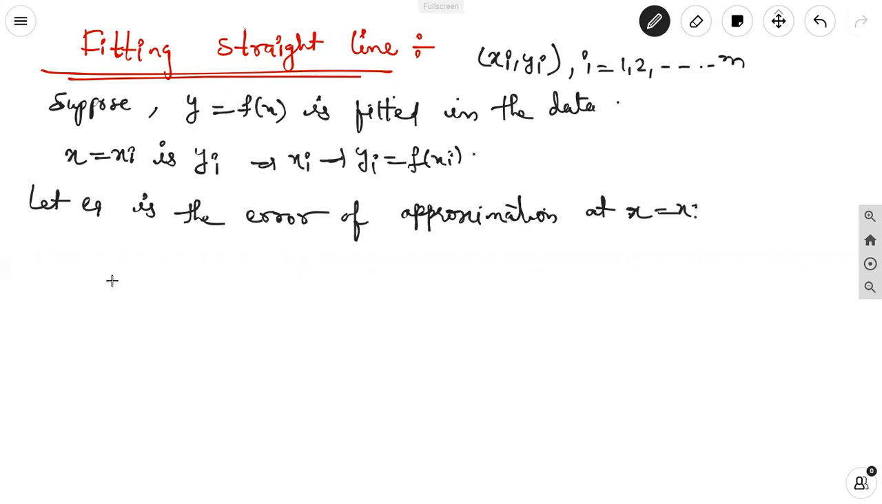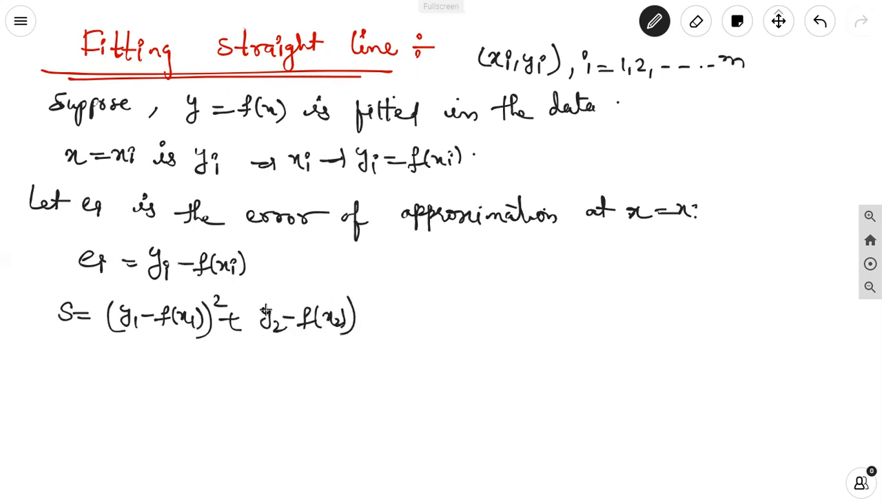Now we have the equations. ei means error. Error means the actual value minus the functional value, that is yi minus f of xi. So we consider the sum over each and every corresponding value of x. We get the error S equal to y1 minus f of x1 whole square plus y2 minus f of x2 whole square plus so on plus ym minus f of xm whole square.